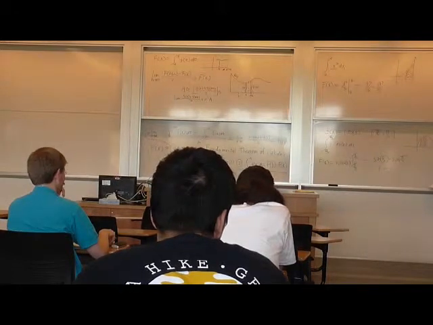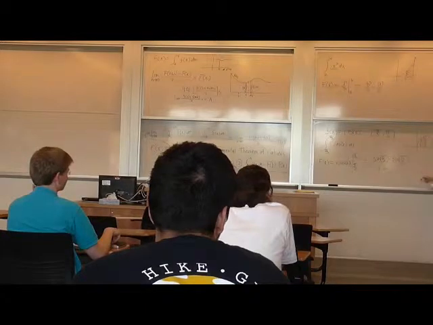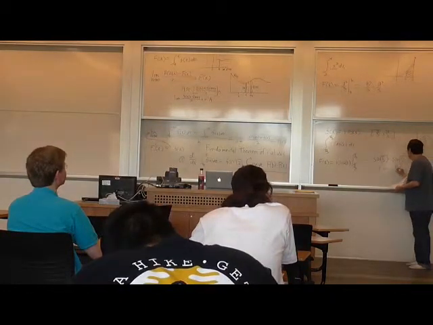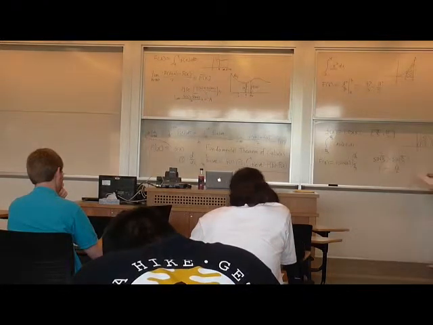So the cosine would be 1 half, right? So the sine is square root 3 over 2. Okay. Magic.